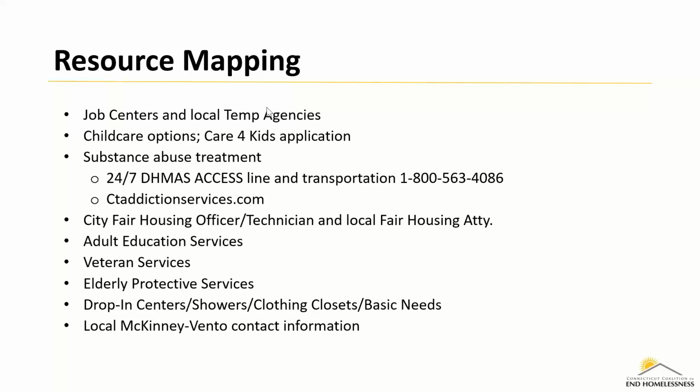So it's things like knowing where your local job center is, what the local temp agencies are, so that people can go and look for employment, what childcare options are. That can be a huge barrier to housing if the head of household is unable to work because of childcare limitations. Having the Care for Kids application on hand for folks to fill out, knowing where your local substance abuse treatment centers are.